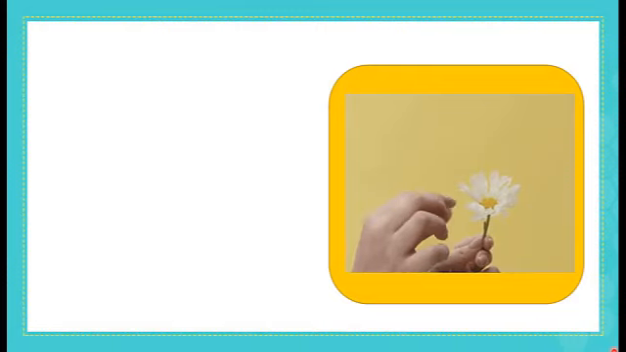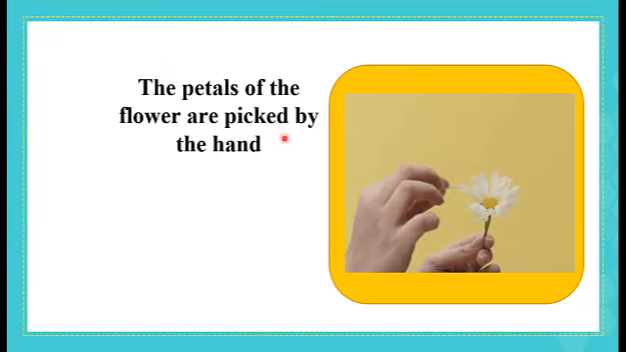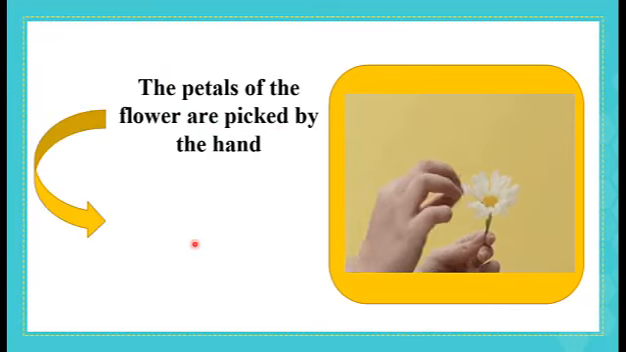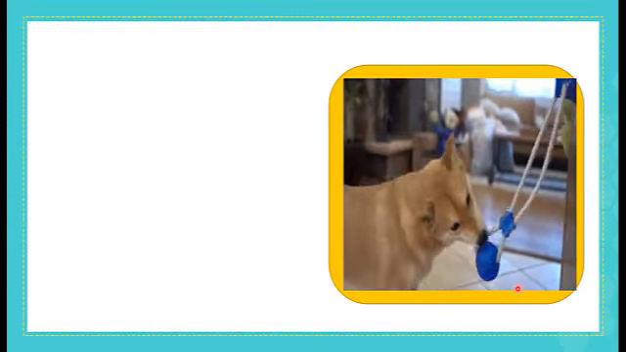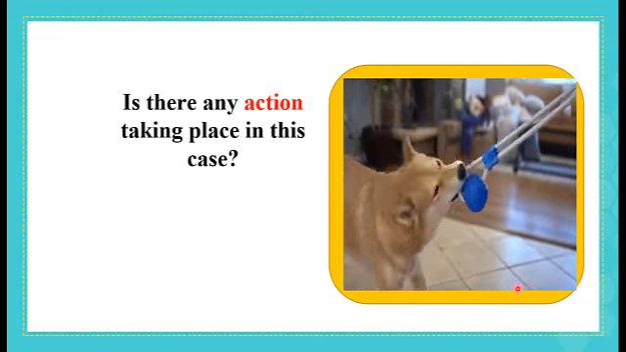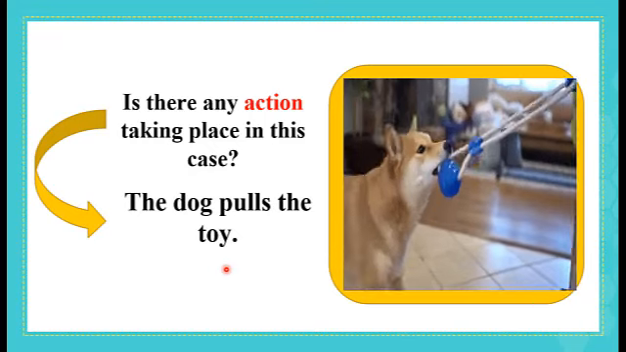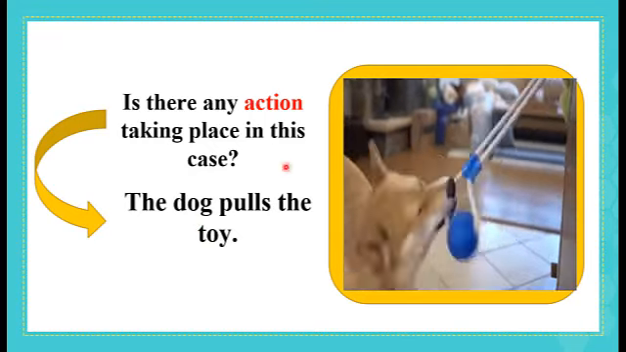What do you see in the figure? The petals of the flower are picked by the hand. What does this mean? This means that the hand exerts an action on the petals. What is this dog doing? Is there any action taking place? The dog pulls the toy, which means that the dog exerts an action on the toy.